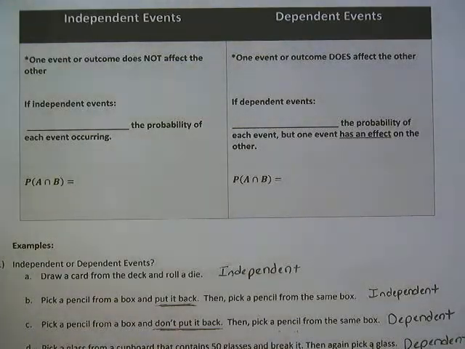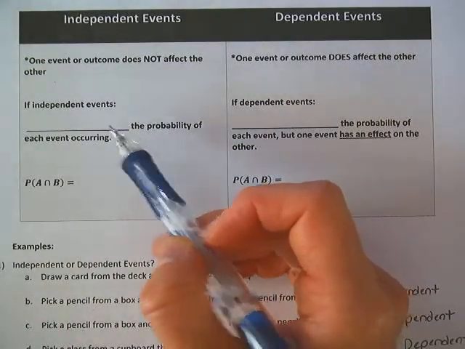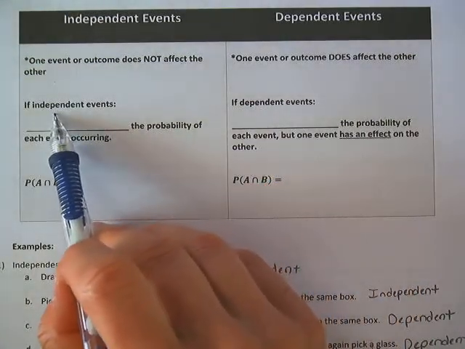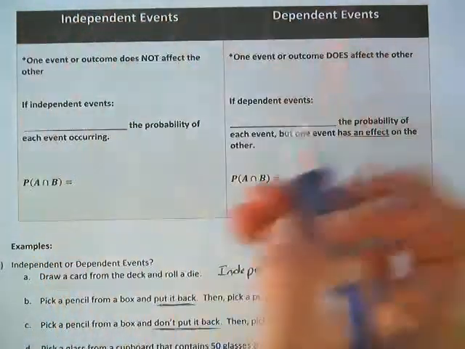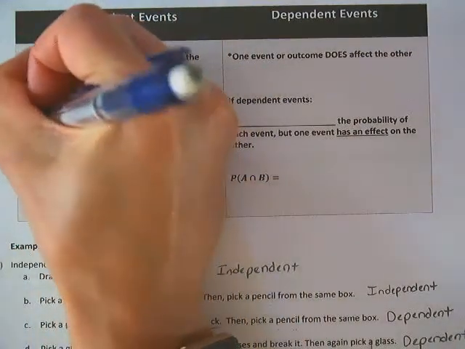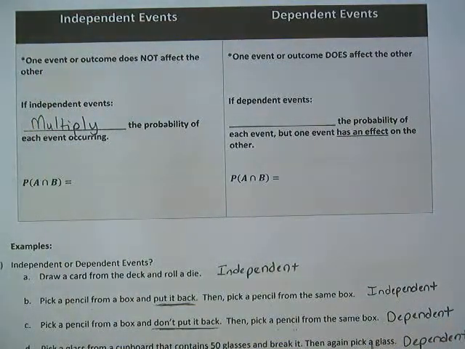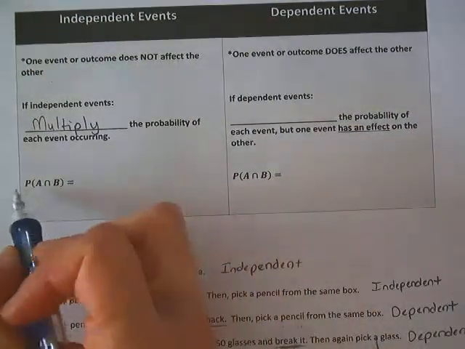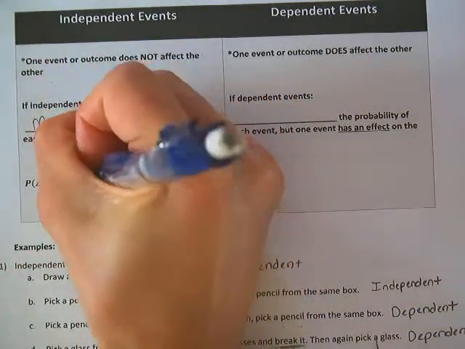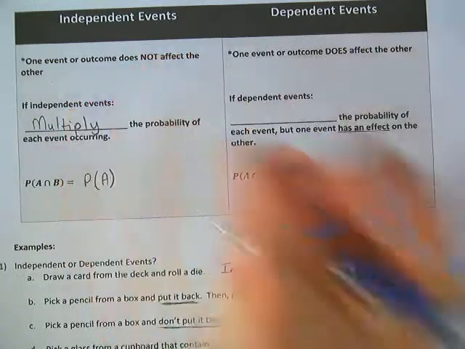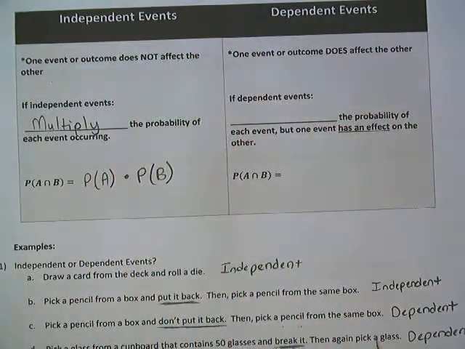Okay, so what happens if you're looking at the probability of something happening and you find out they're independent? Well, all you have to do if the 2 events are independent is find the probability of each event and then multiply those probabilities. So you multiply the probability of each event occurring. If they ask, what's the probability of A and B happening? You find the probability that A would happen, and then you multiply it times the probability that B would happen.